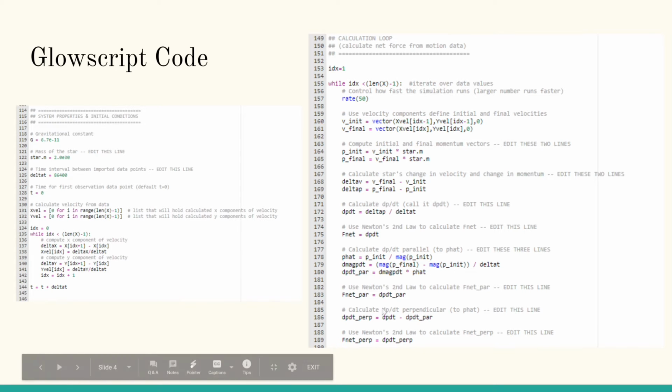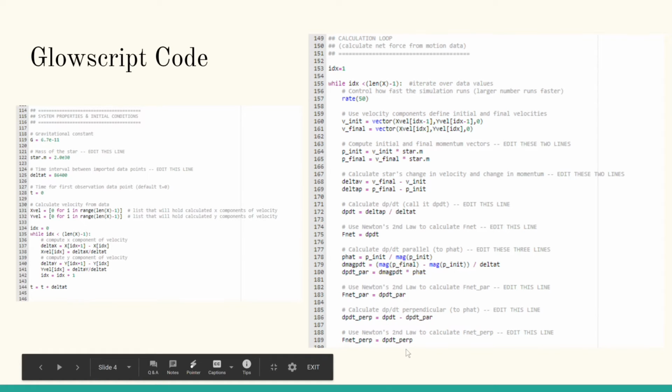We can then assign this to F net parallel because F net is equal to dp dt, meaning that the parallel component of the net force is also equal to the parallel component of the change in momentum. Since we know that dp dt is equal to its parallel plus perpendicular components added together, we can rearrange this equation to find dp dt perpendicular, which is dp dt minus dp dt parallel.